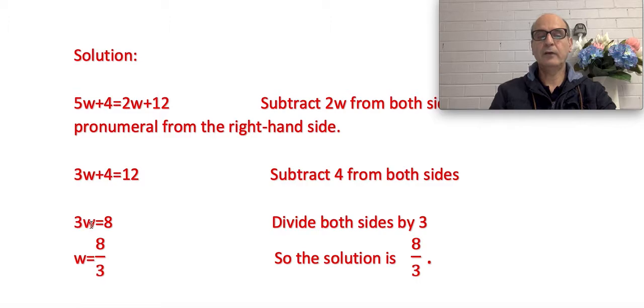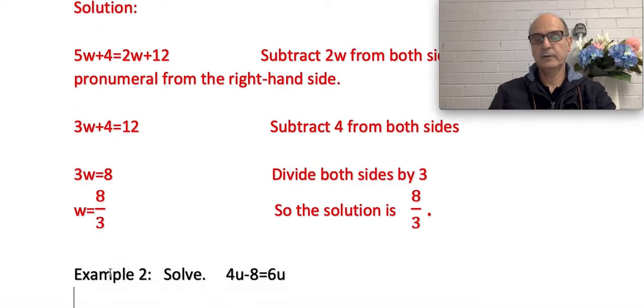Now, w has been times by 3. You got to undo it. So divide both sides by 3. So then you get w on this side, and 8 divided by 3 is just 8 over 3.